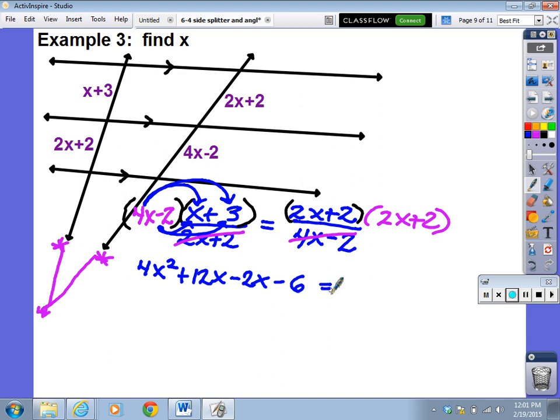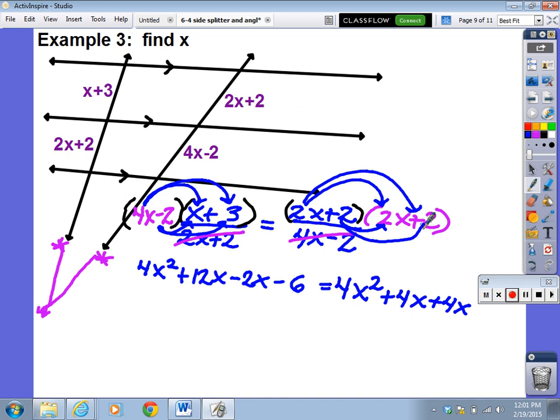So on the other side, we're doing 2x times 2x, 4x squared. You guys are getting really good at this. 2x times 2, plus 4x. Continuing, now we've distributed that through. Let's distribute this through. 2 times 2x, plus 4x. 2 times 2, plus 4.